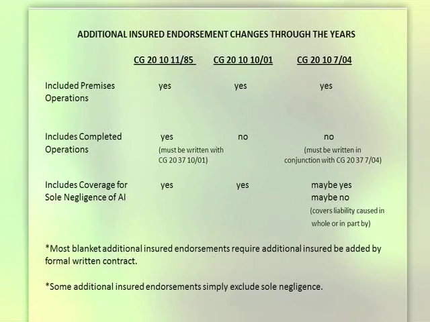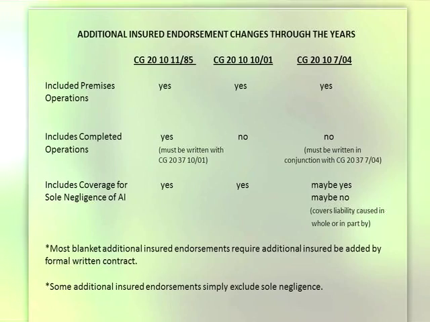It's imperative to understand what you are getting from that subcontractor when he is providing you an additional insured endorsement. Additional insured endorsements over the last 15 to 20 years have undergone numerous changes. The first one, the one that is commonly related to in many construction contracts, is the 2010 1185 endorsement. That provided coverage for premises and operations coverage. It provided coverage for completed operations. It included coverage for the sole negligence of the additional insured.